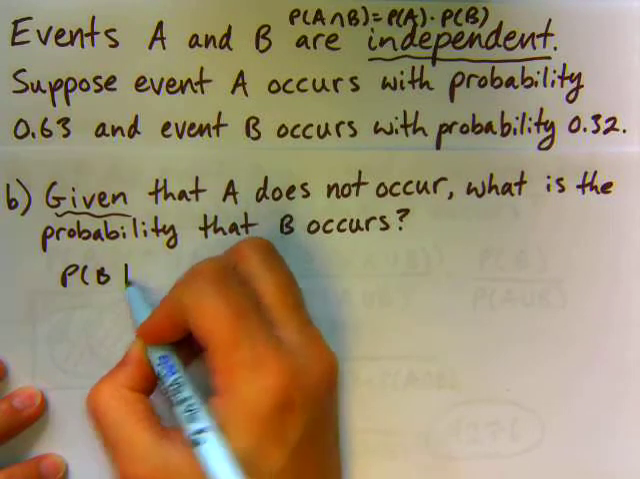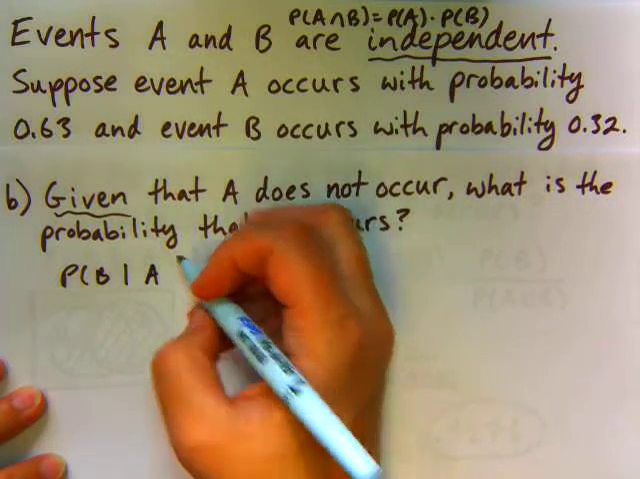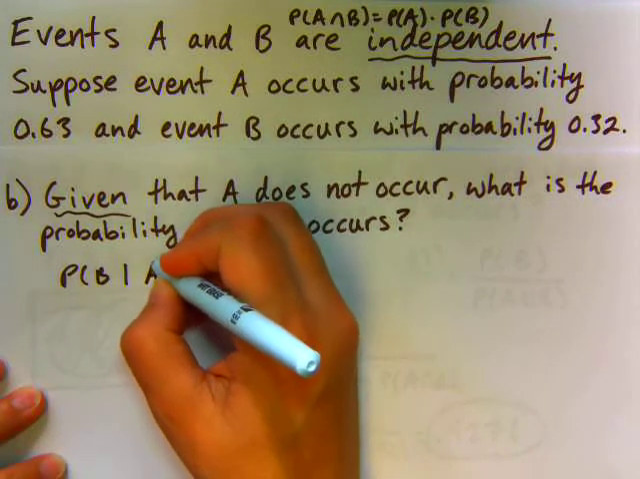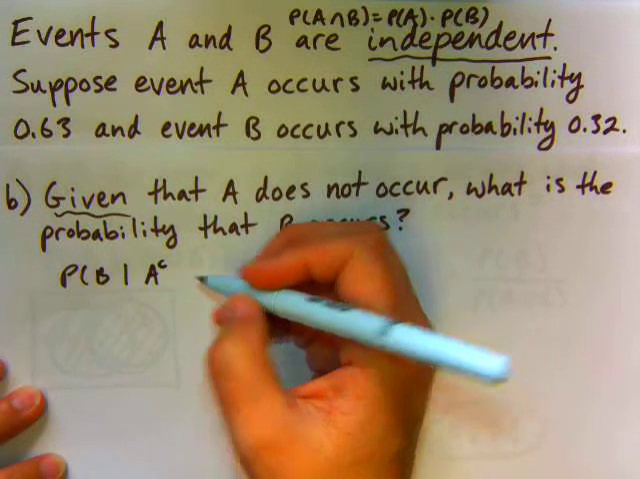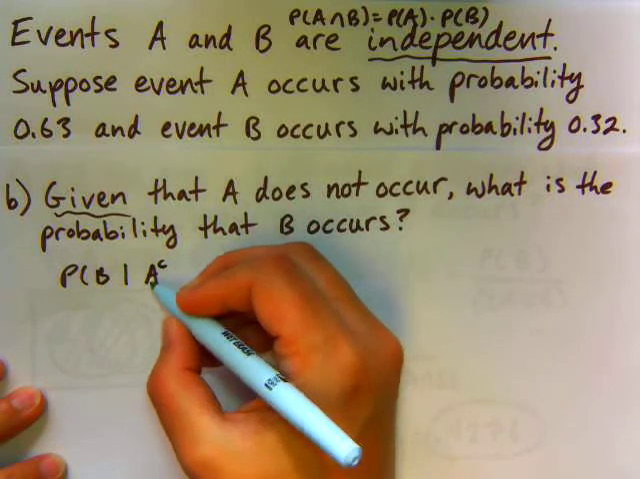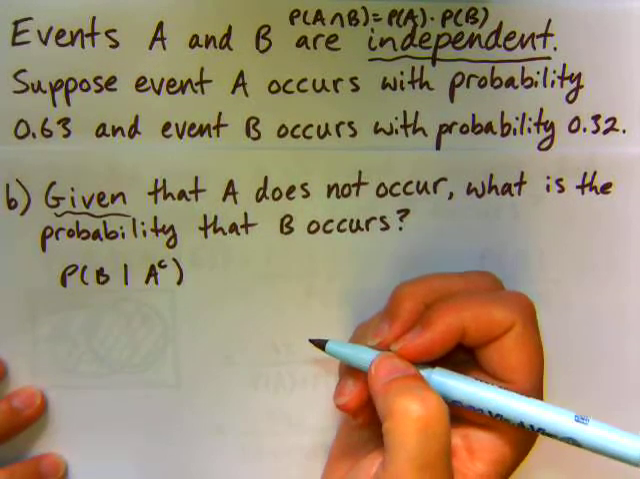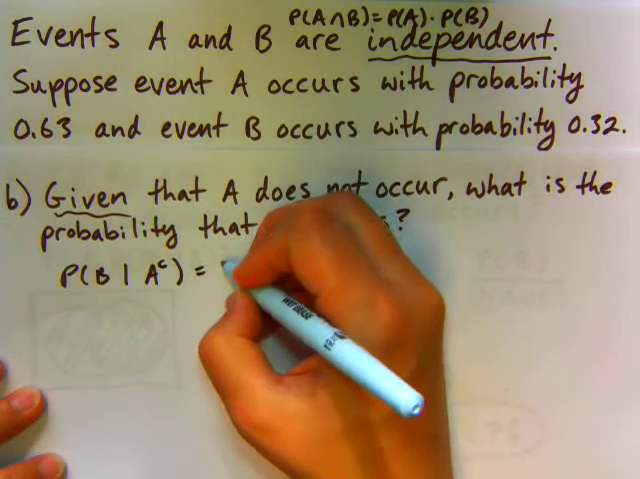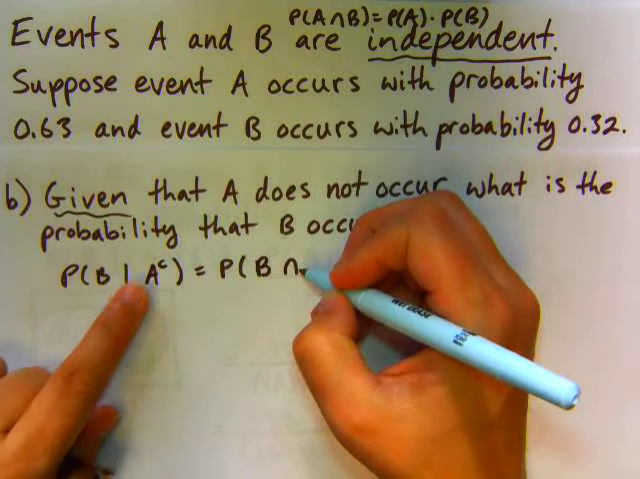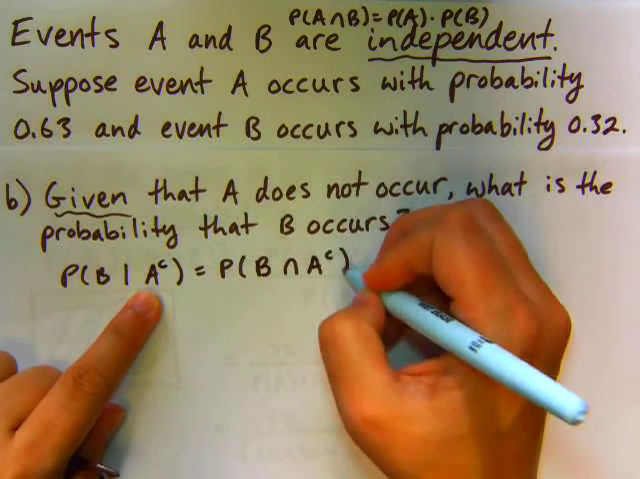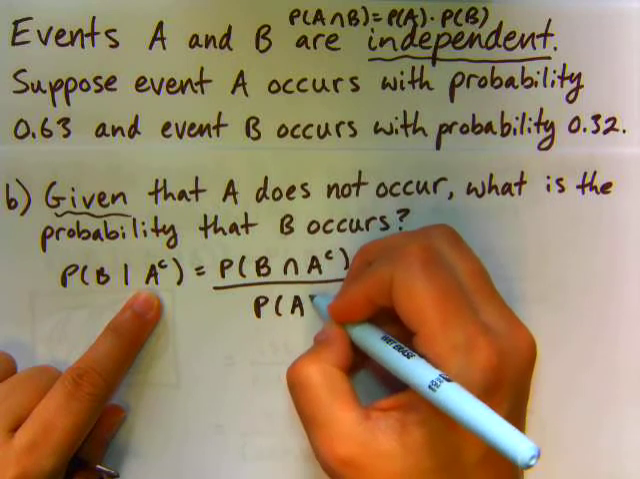Our condition is just that A does not occur. And for complement, I'm going to use a little superscript C for complement. So probability B, given that A does not occur, looks like this. And we can, again, write that out as our conditional probability is the probability of the first event intersected with the second event, divided by our condition.